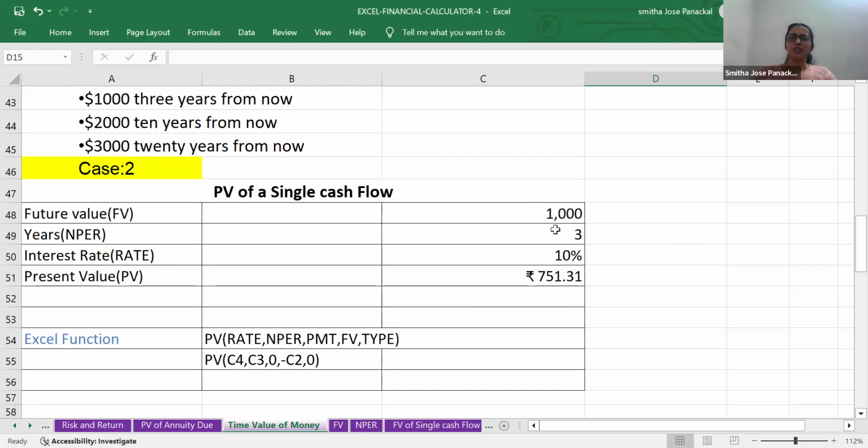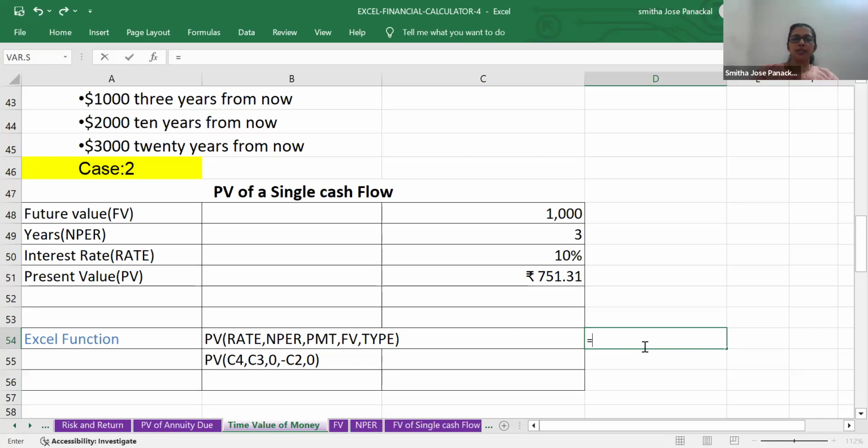This is similar to the previous calculation. I'll just show you how to do that. See this table. Future value is 1,000, the number of years is 3, the interest rate is 10%, and you have to find the present value. I'll type the formula here. This is similar to the calculation of FV.